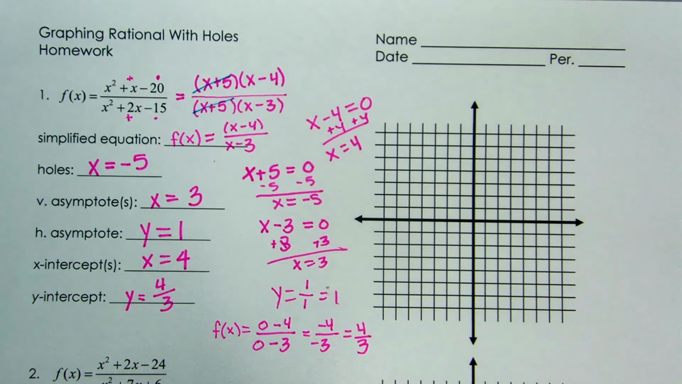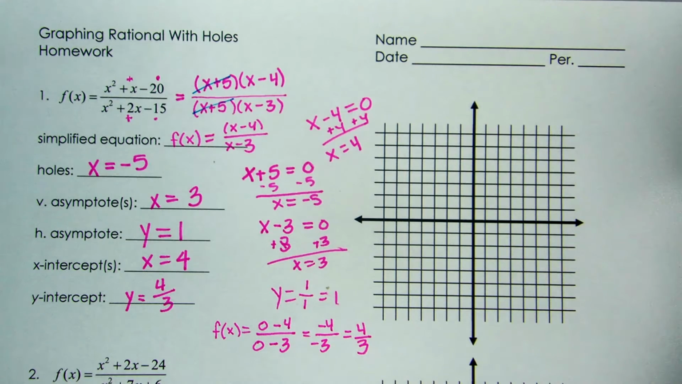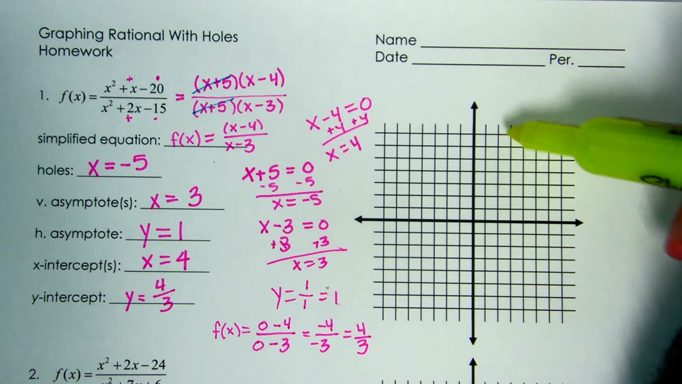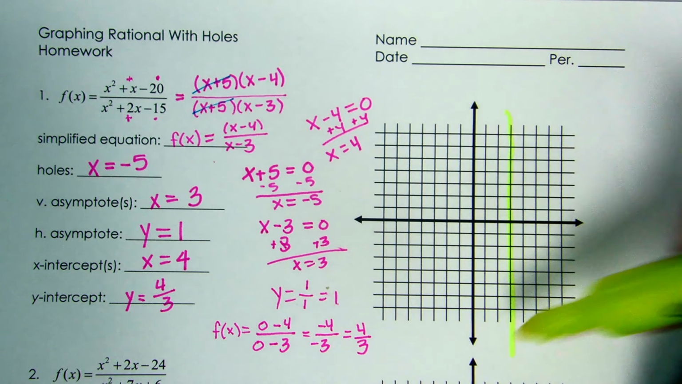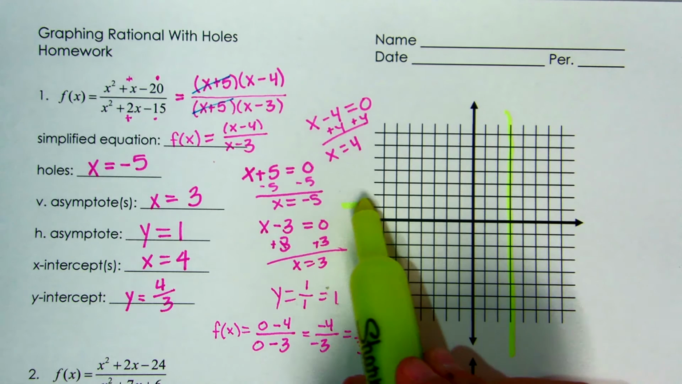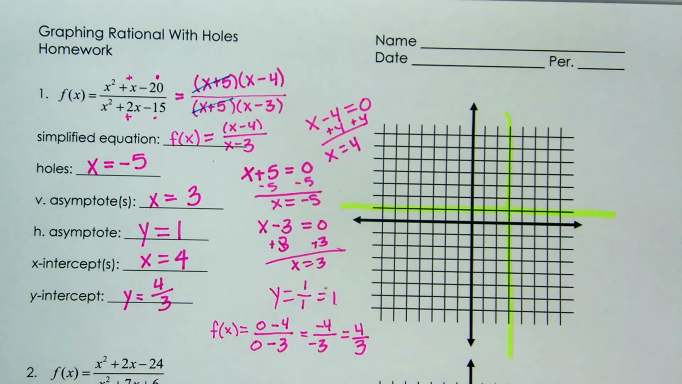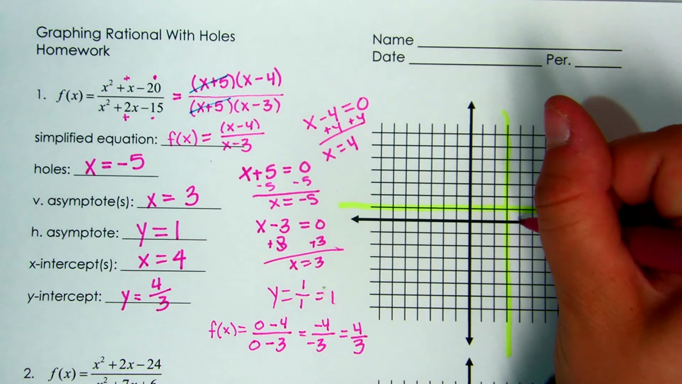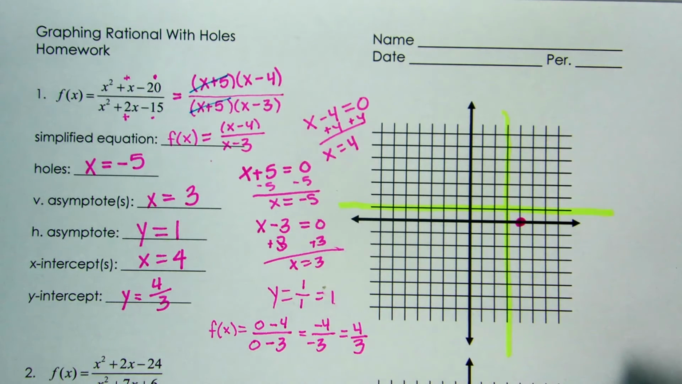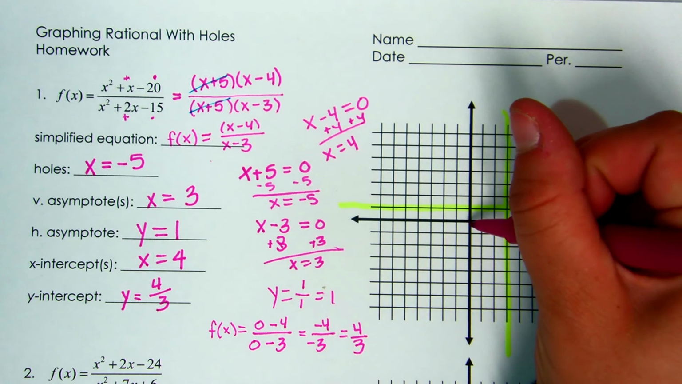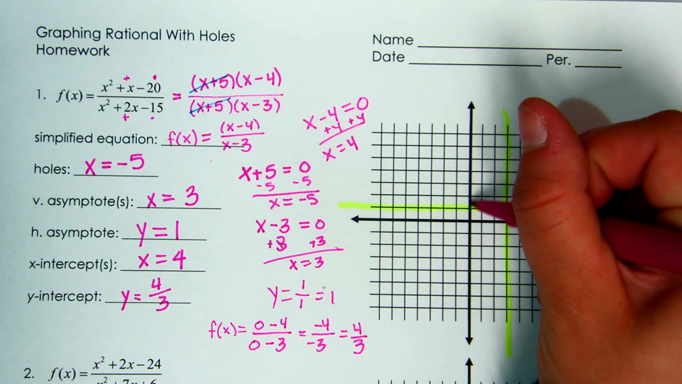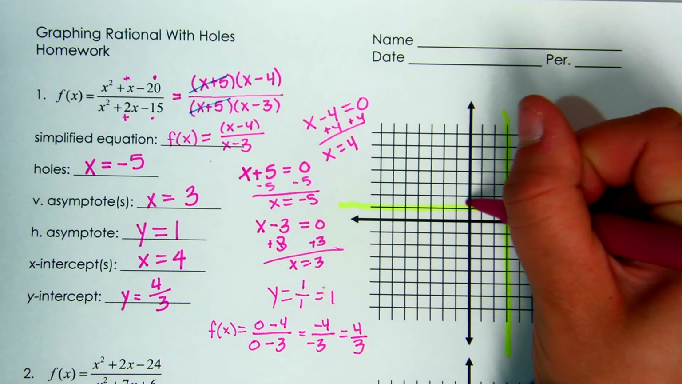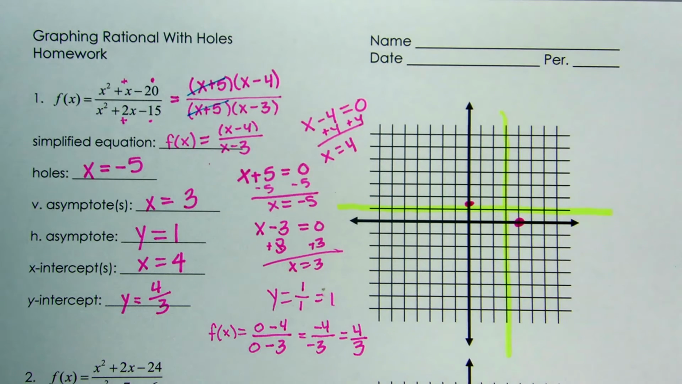So the first part I'm going to graph is my vertical asymptote at positive 3. Then I have a horizontal asymptote at positive 1. I'm going to have an x-intercept at positive 4 and a y-intercept at 4/3, so 1 1/3. The x and y-intercepts show me where to put my graph, so top left and bottom right.